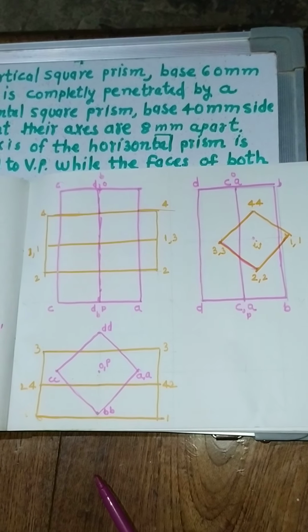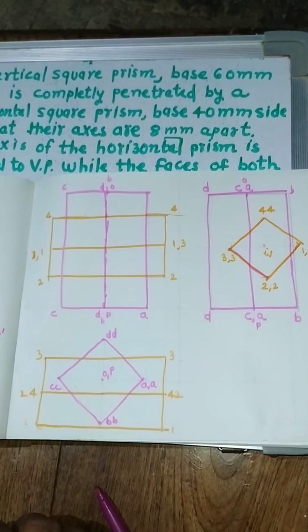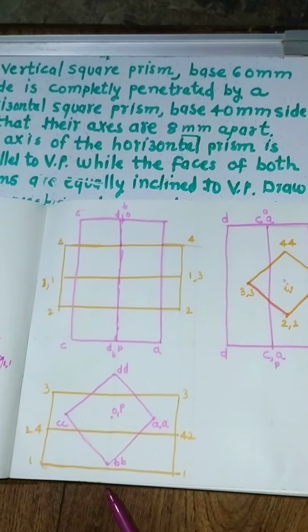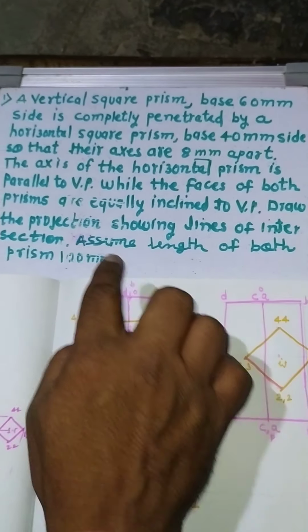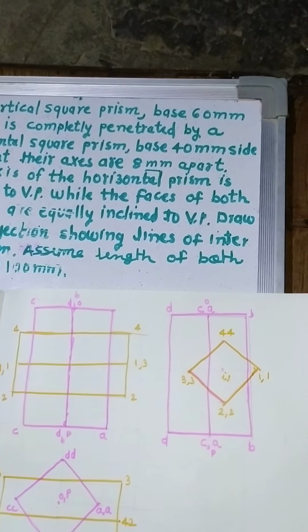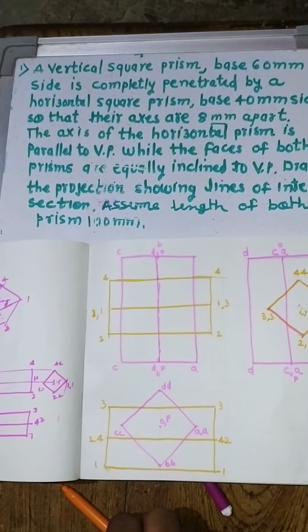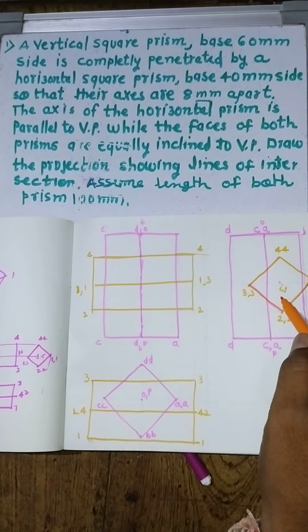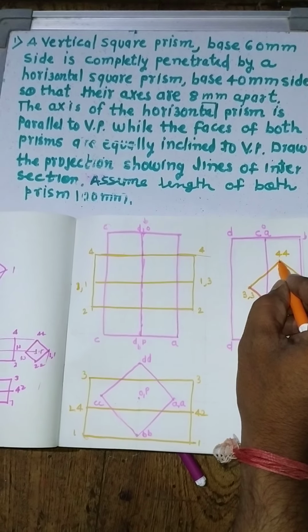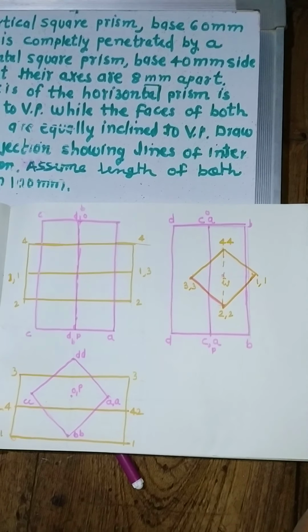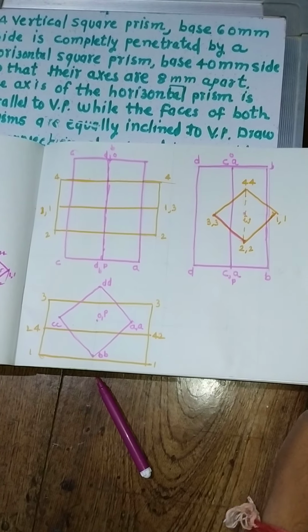Now we have to draw the line of intersection. What we have completed is the projections. Projection of both the solids, that is front view, top view and side view, with the given condition, position of the axis, that is 8 mm apart. Now we will draw the intersection of the solid.